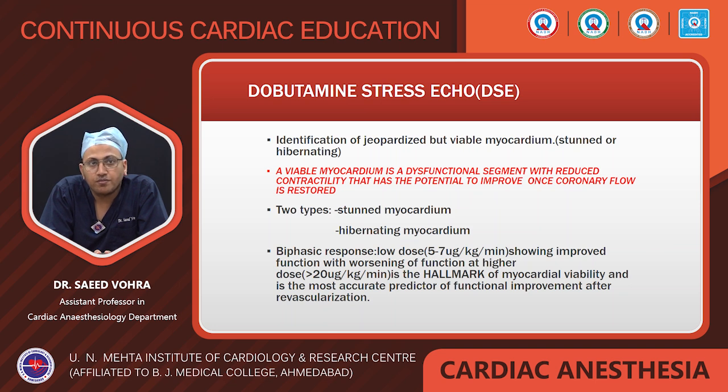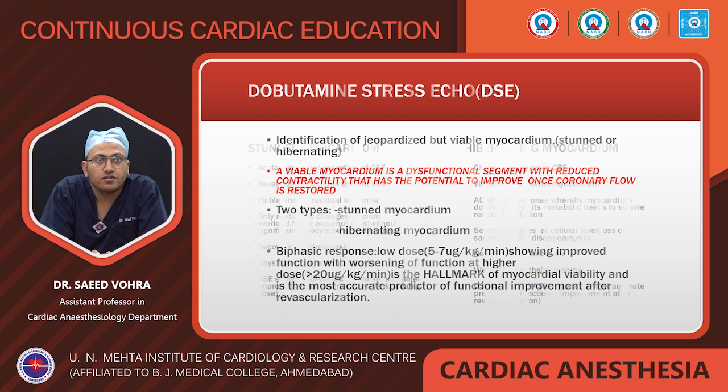Now, there is a biphasic response in hibernating myocardium, in which at a low dose of 5 to 7 micrograms per kg per minute of dobutamine, it will show improved function, with worsening of function at a higher dose of 20 micrograms per kg per minute or more. It is a hallmark of myocardial viability, and it is the most accurate predictor of functional improvement after revascularization.